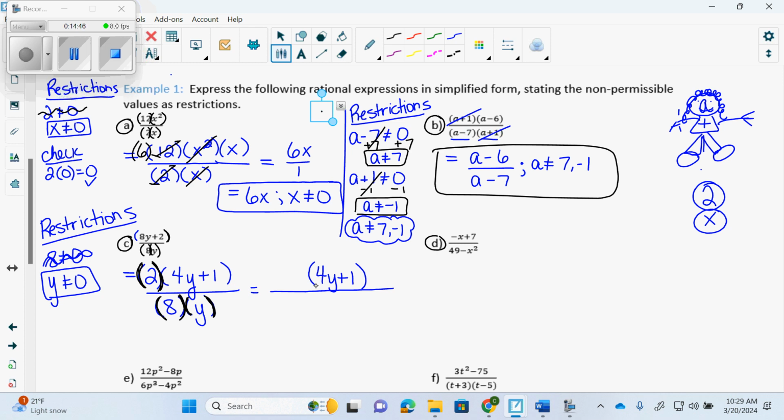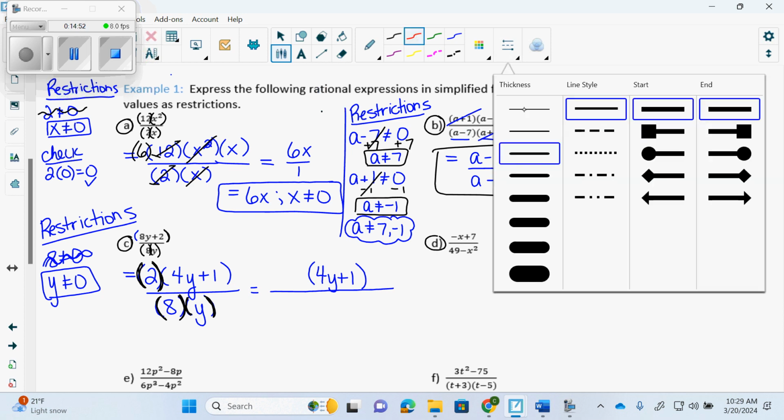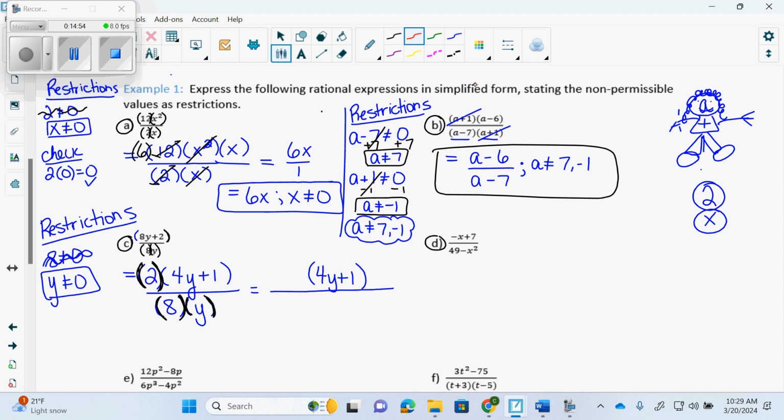The 2 and the 8, right? Numerator and denominator are the only things that can cancel. We agree? I'll make it red. So this 2 and this 8, I can take a 2 out of both of them. We agree? They're both snowballs. I can take something out of them. So 2 divided by 2 is 1, and 8 divided by 2 is 4.